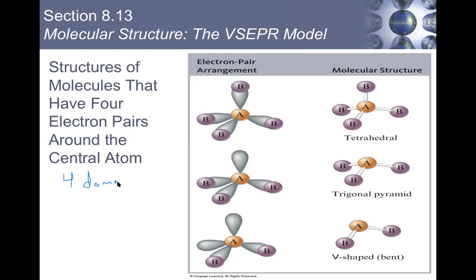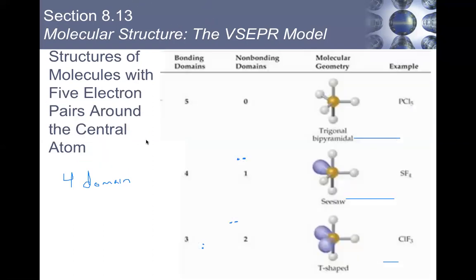If you have 4 single bonds, it's tetrahedral, 109.5. If you replace a single bond with a lone pair, it becomes trigonal pyramidal. And if you replace 2 single bonds with lone pairs, it becomes bent. Okay? So we know those. Those are our basic 4 domain shapes. What if we move into 5 domains then?